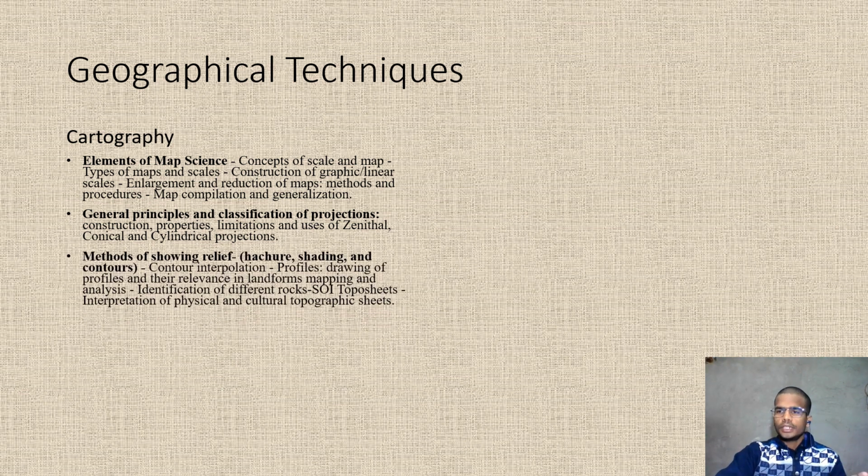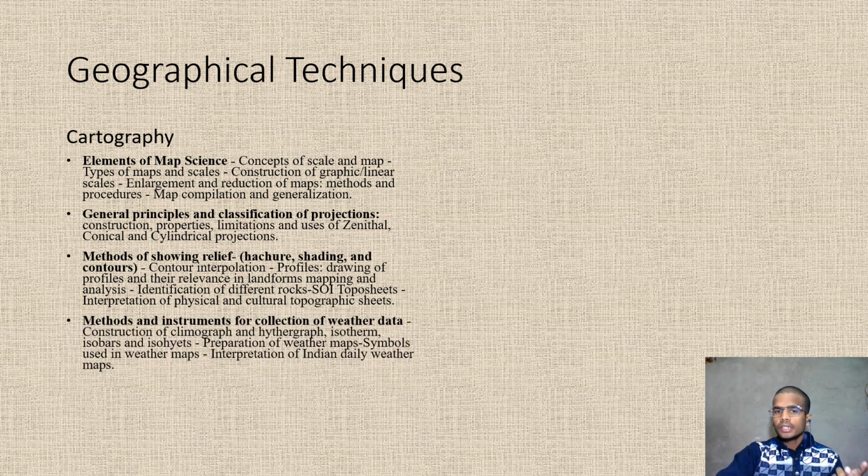Then methods of showing relief, so different profile types. Then instrument for collection of weather data. So one thing you need to memorize here is all the terms starting with iso. So isotherm, isohight, isobar, isohaline, isoanomaly, isoneph. Okay, you need to memorize all the terms. They always come in the form of match the column. So you will need to match them. If you know these, you will get a clear 2 marks.